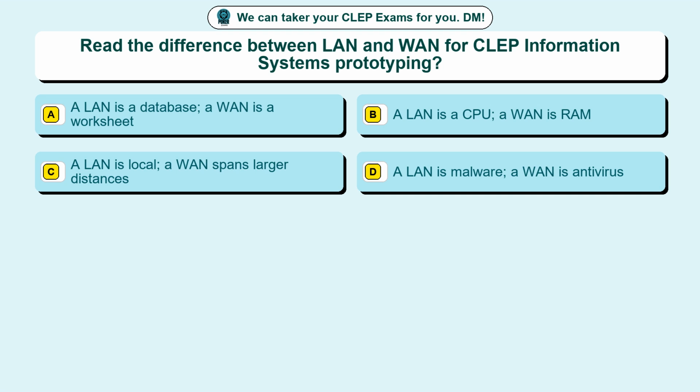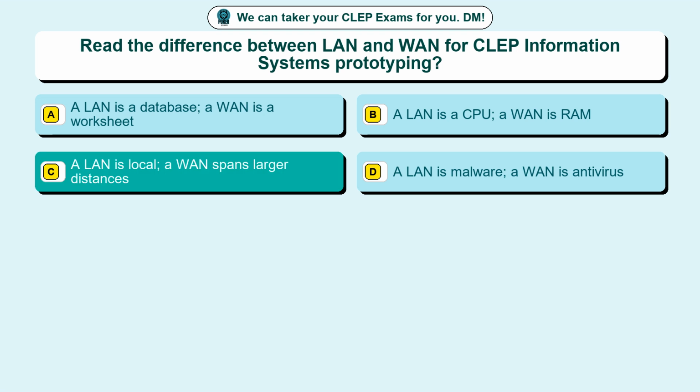Question 57. Read the difference between LAN and WAN for CLEP Information Systems prototyping. Option A. A LAN is a database, a WAN is a worksheet. Option B. A LAN is a CPU, a WAN is RAM. Option C. A LAN is local, a WAN spans larger distances. Option D. A LAN is malware, a WAN is antivirus. The correct answer is option C.